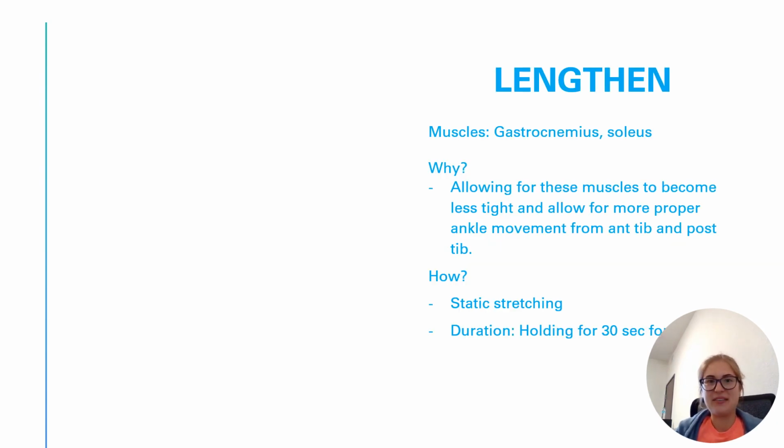So for our lengthening, we wanted to go through the gastrocnemius and soleus again because they could be over tight, overactive, so it would make sense. And so really what we wanted to do is allow for some lengthening of this tissue and muscle to allow for proper ankle movement. And this tightness could be doing, of course, reciprocal inhibition, where it's causing that anterior tibialis and posterior tibialis to be weaker. So we wanted to just create some more movement. We did this by static stretch, and we held for 30 seconds for each stretch. So moving on to that.